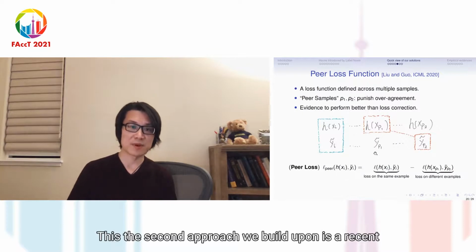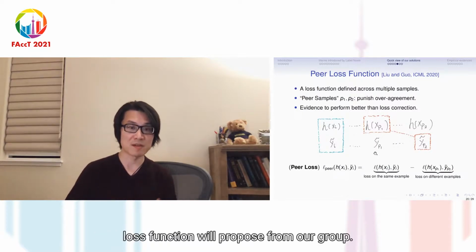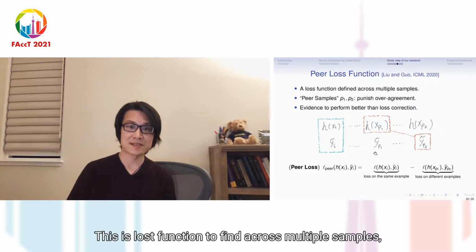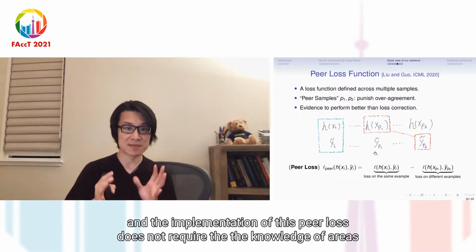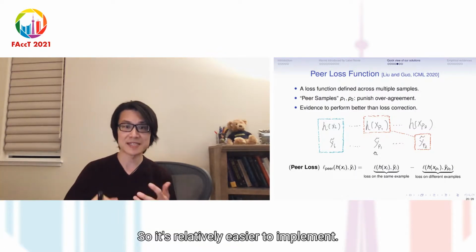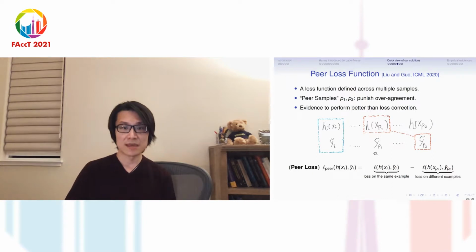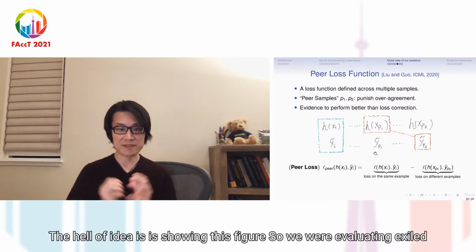The second approach we build upon is a recent loss function we proposed from our group. This is a loss function defined across multiple samples, and the implementation of this pure loss does not require the knowledge of error rates, E plus, E minus. So it's relatively easier to implement. The high-level idea is shown in this figure.